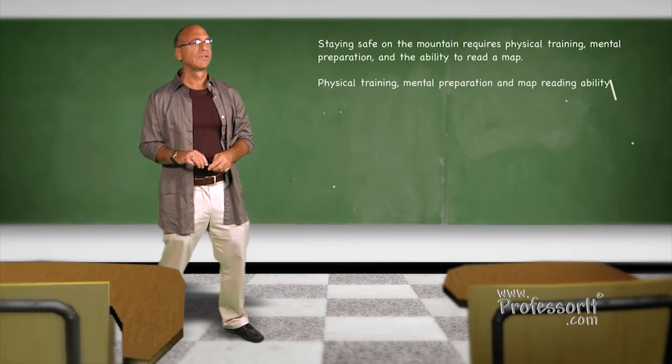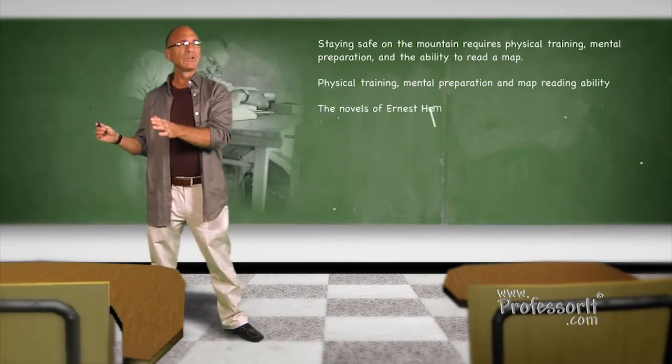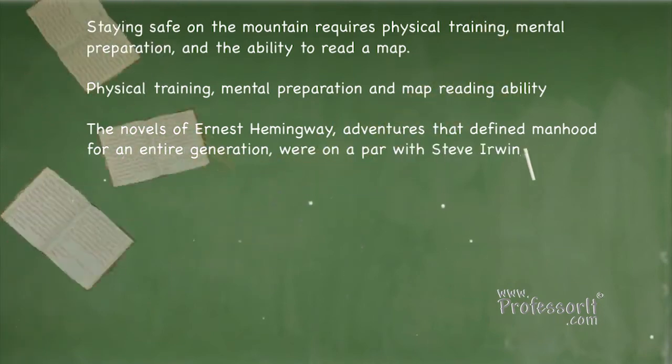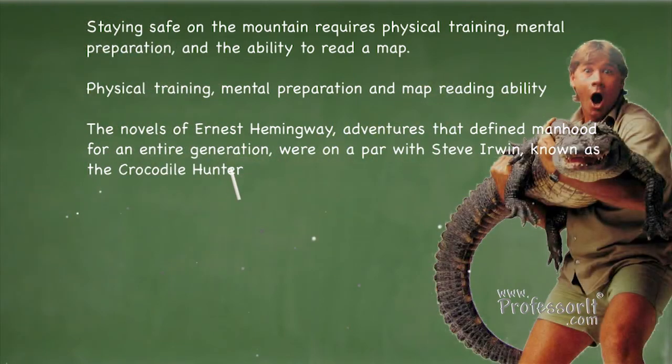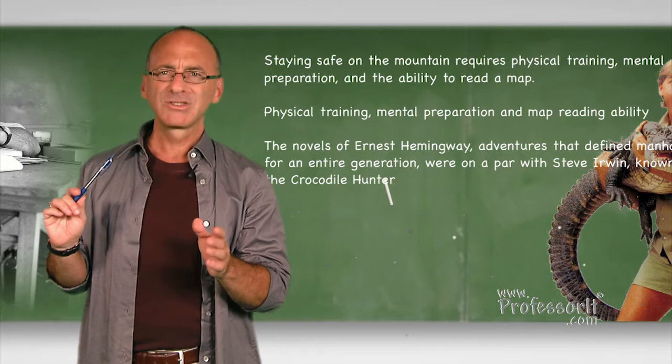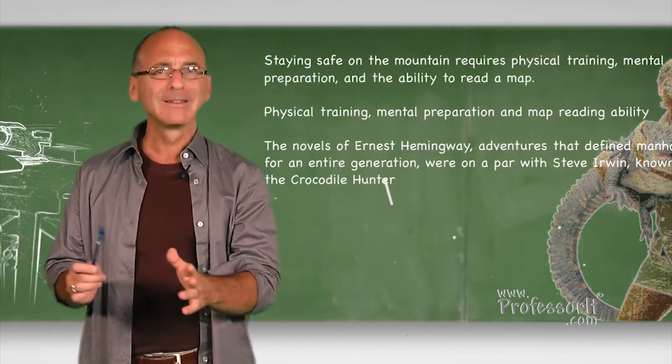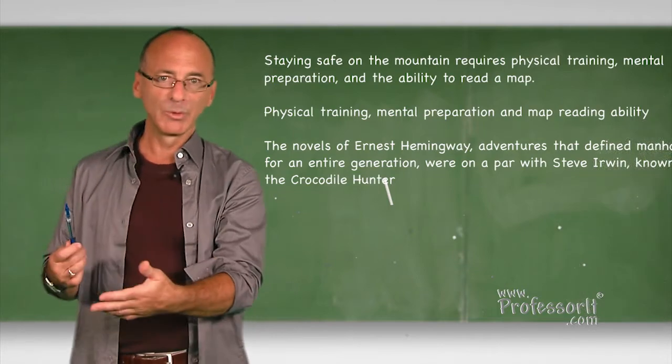Add another comparison of two unlike things. The novels of Ernest Hemingway, adventures that defined manhood for an entire generation, were on a par with Steve Irwin, known as the Crocodile Hunter. Steve Irwin was like many things, but he was never, ever like a novel by Hemingway or anyone else.